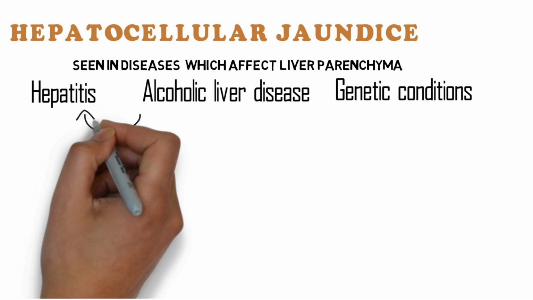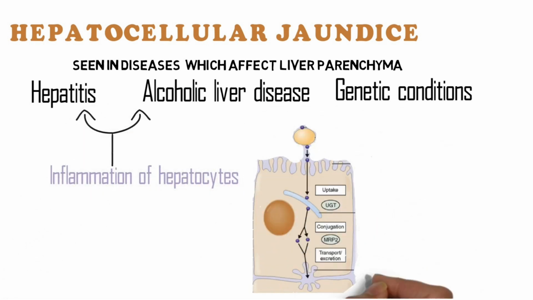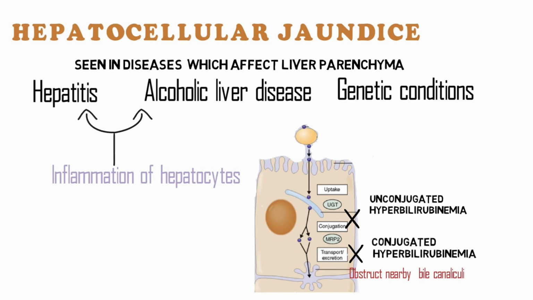In hepatitis, there is inflammation of hepatocyte. So, the inflamed hepatocyte will not be able to conjugate bilirubin properly. At the same time, inflamed hepatocyte will swell up and will obstruct the nearby bile canaliculi, hindering the release of conjugated bilirubin into bile canaliculi. So, this will result in both unconjugated as well as conjugated hyperbilirubinemia.